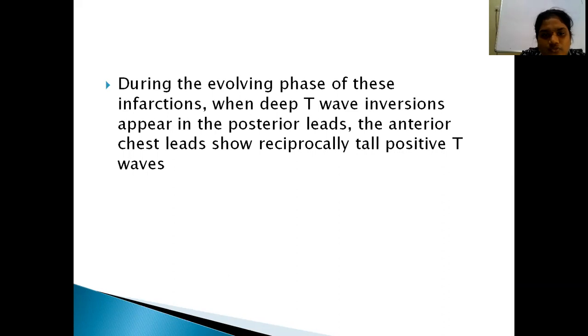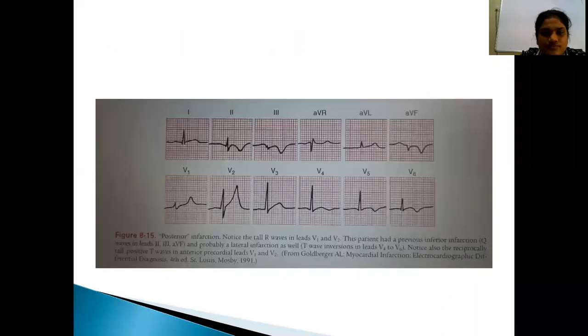During the evolving phase of these infarcts, when deep T wave inversions appear in the posterior leads, the anterior leads show reciprocal tall T waves. So here, this is a posterior infarct in which, as I said, in V1 and V2 we will be seeing tall R waves and T waves. See, V5, V6 and all, T wave inversions we are able to see. Probably a lateral wall infarct is also present. Even the patient is having Q waves in this one, so it may be an inferior wall infarct.